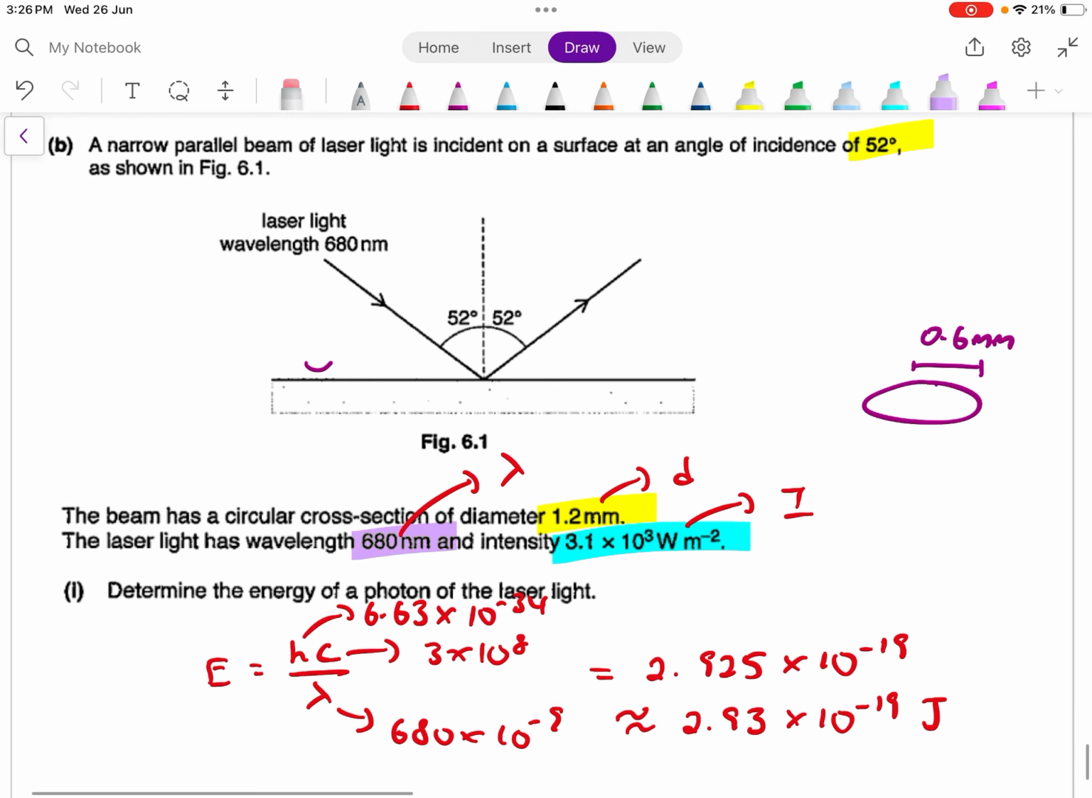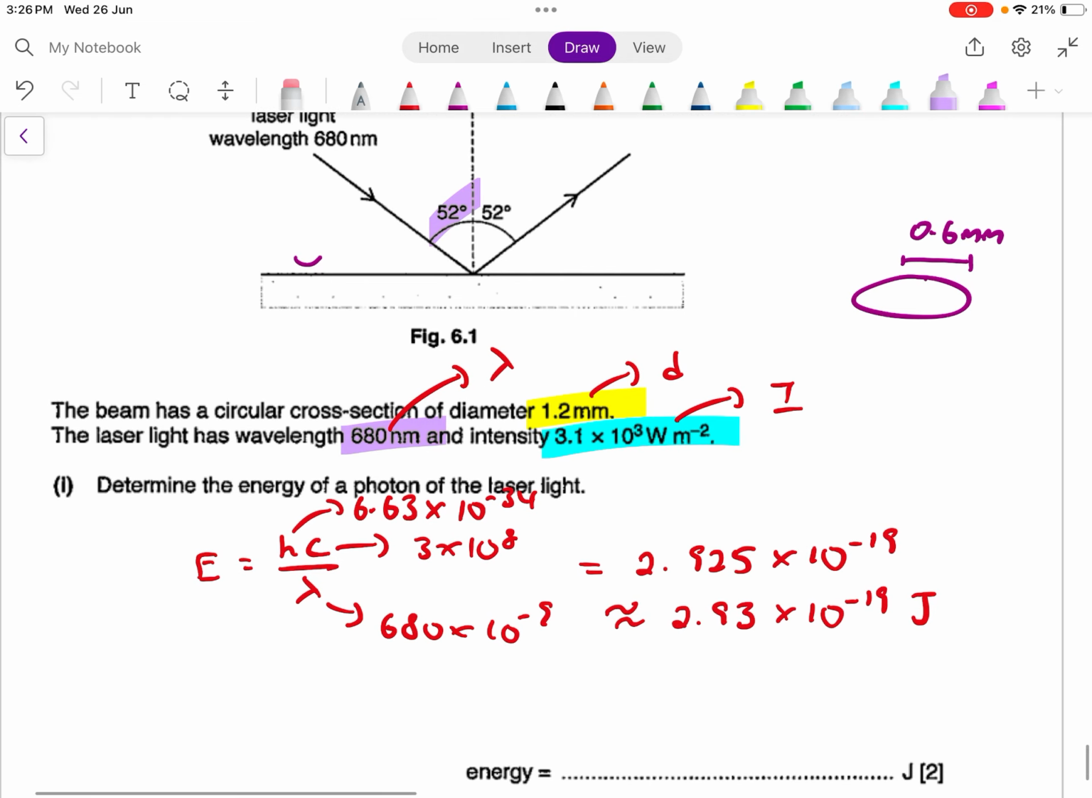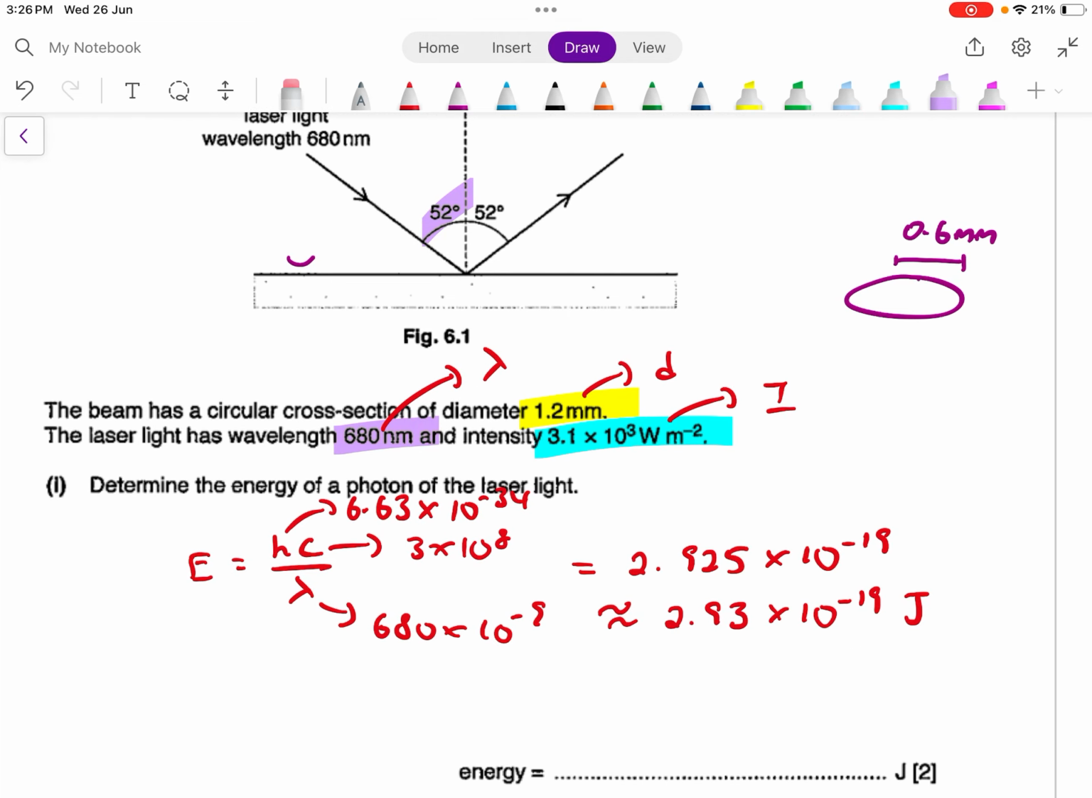Okay, the second part, we are given this scenario where we have a narrow parallel beam of laser light incident on the surface at an angle of 52 degrees. The beam has a circular cross-sectional diameter of 1.2 mm. So of course, the radius will be 0.6 mm. The laser has a wavelength of 680 nanometers, intensity given as such.